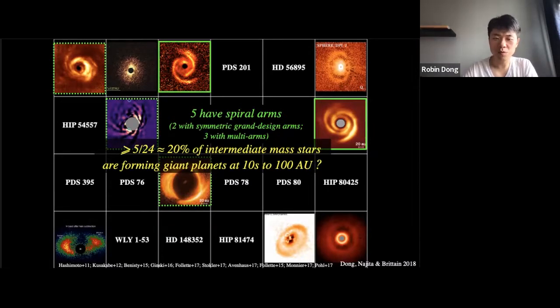This number is, of course, limited by small number statistics, and the assumption we made that all these spiral arms are produced by giant planets is, of course, debatable. But this example illustrates the power of using large samples of disk observations to constrain planet formation. It's difficult to predict the outcome of planet formation in a specific system, but a good theory should be able to explain statistics like this, like why intermediate mass stars like to form big planets.